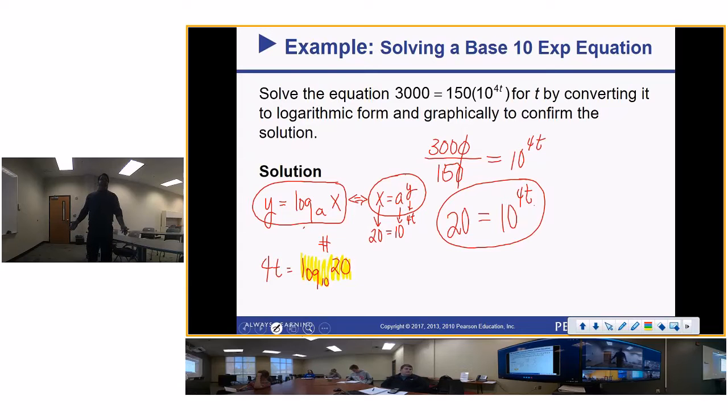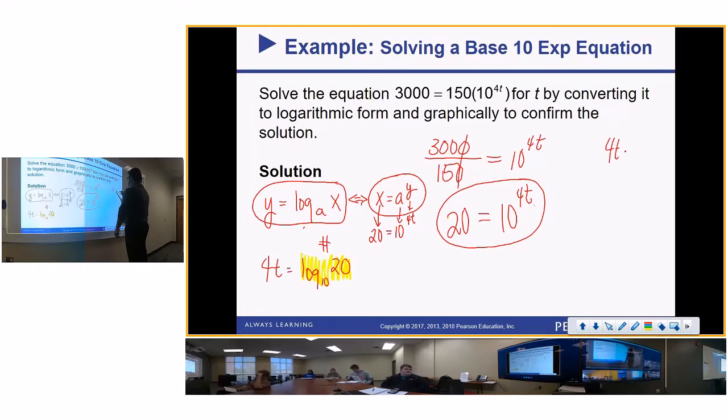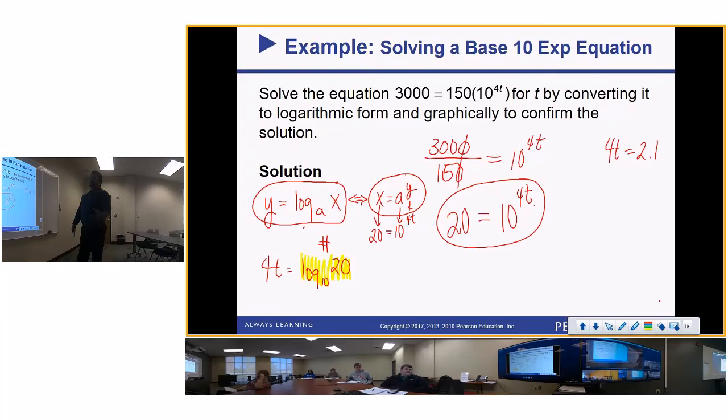Log of 20 is nothing but a what? It's a number. It's a decimal, right? So how would you solve? Let's go back to pre-algebra. 4t is equal to 2.1. How would you solve that? Divide both sides by what? 4. So all you're going to do down here is divide both sides by what?